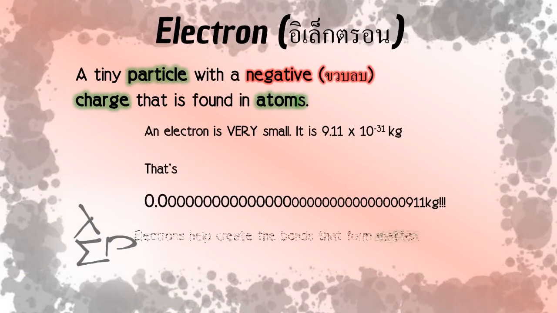Electron. An electron is a tiny particle with a negative charge. It is found in atoms. They whiz around the nucleus incredibly fast, and we never really know where they are. Electrons help atoms to bond together to make compounds. If there were no electrons, then no matter bigger than atoms could exist.